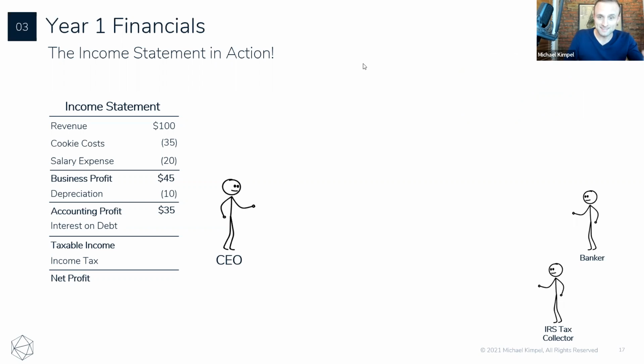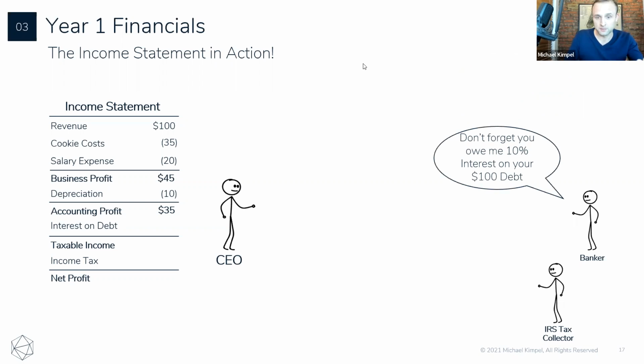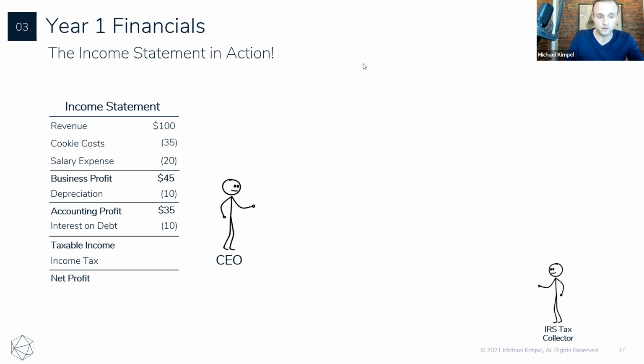We also took on debt, and we have to pay our lenders. So our lenders come back and say, hey, it's great that you're running now. Great that things are going well, but you borrowed $100 and you said you would pay 10% interest on that. So we have to record the expense that goes along with that. And so we record $10 of interest expense.